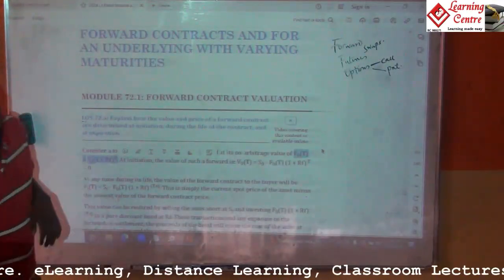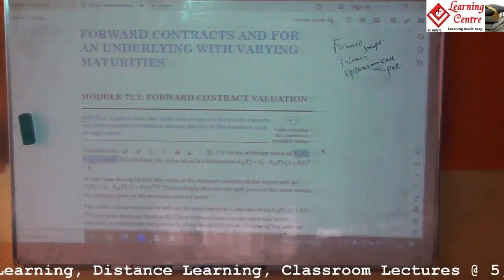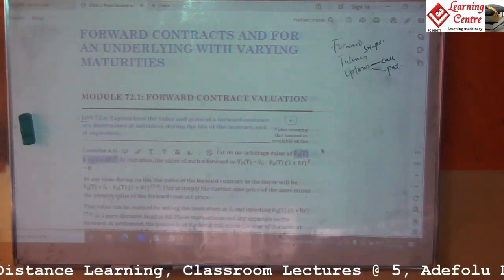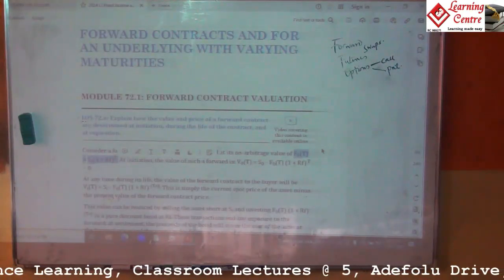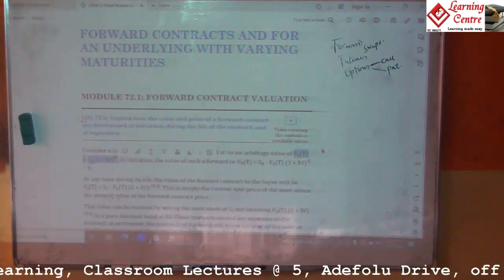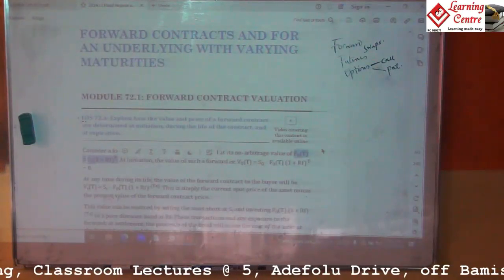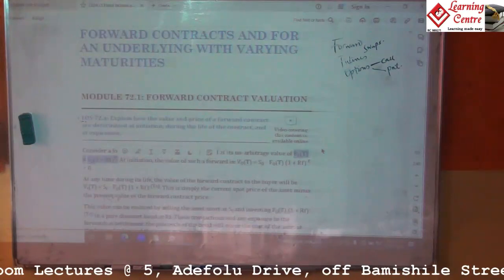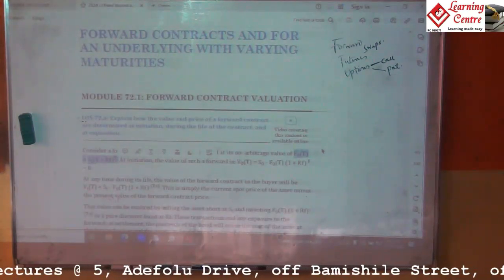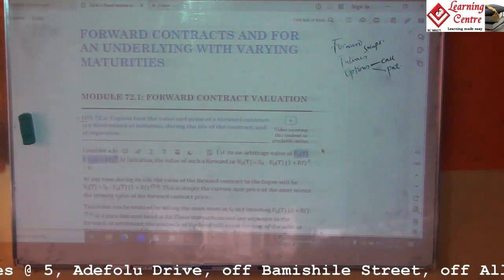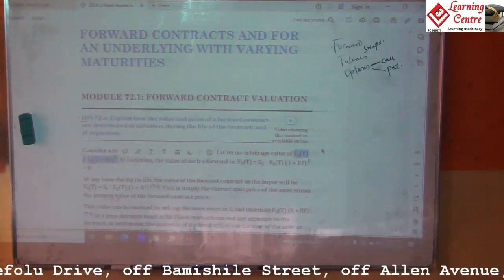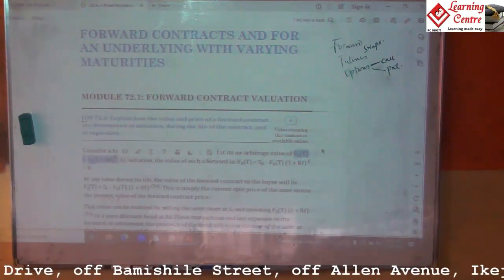What does that mean? That means I will have a spot price today and I want to derive a forward price in the next 2 years. I can calculate today what the forward price should be using this formula, which is the price today, spot rate, multiplied by 1 plus the risk-free rate, raised to the power of the number of years. So if it's 2 years, the T on top will be 2. If it's 3 years, it will be 3.